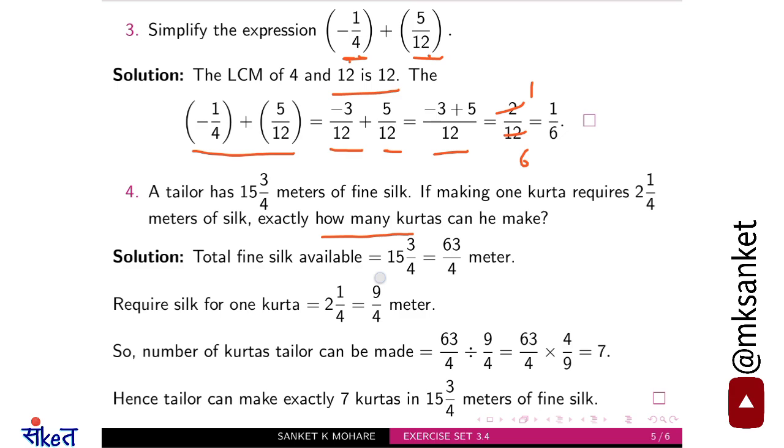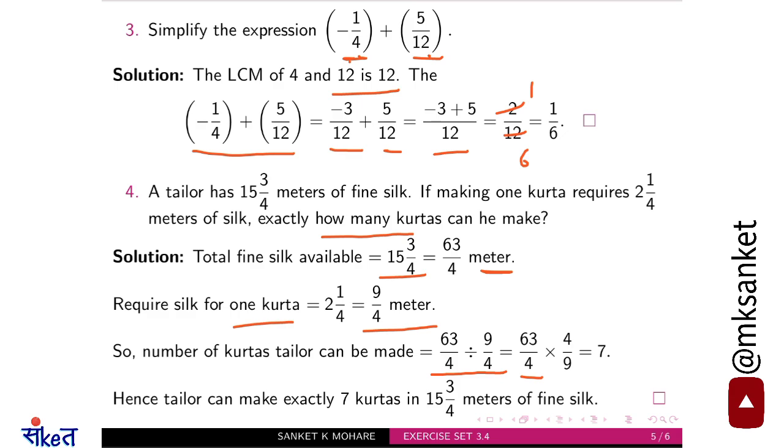Total fine silk available is equal to 15 and 3 by 4, which after converting into an improper fraction, we got 63 by 4 meter. This is the total available silk. Required silk for one kurta, that is 2 and 1 by 4, which is equal to 9 by 4 meter. So to find the number of kurtas the tailor can make from this total available silk, we have to divide the total fine silk available by the required silk for one kurta. So this is equal to 63 by 4 divided by 9 by 4, which is equal to 63 by 4.